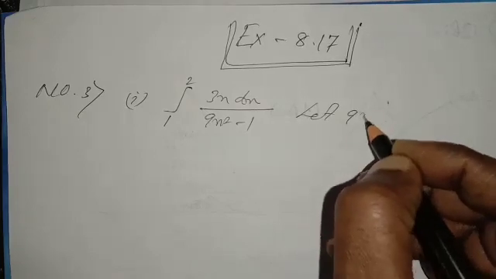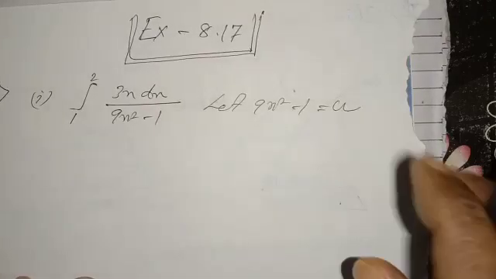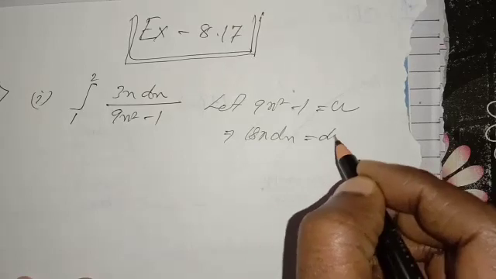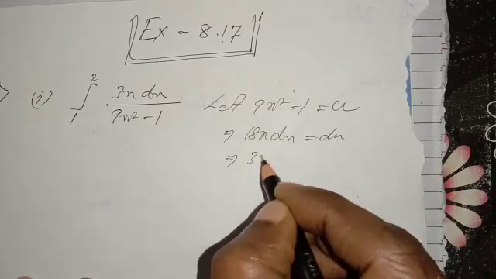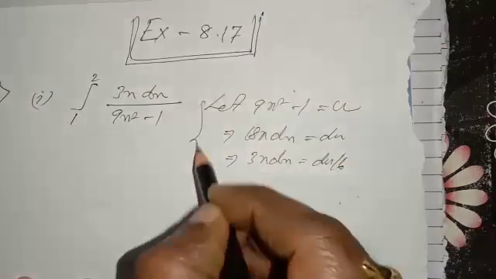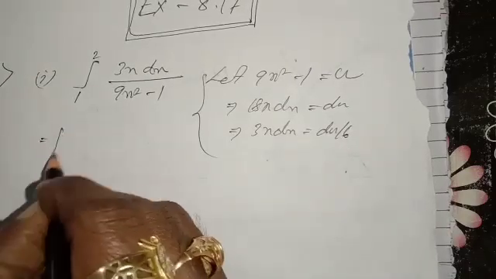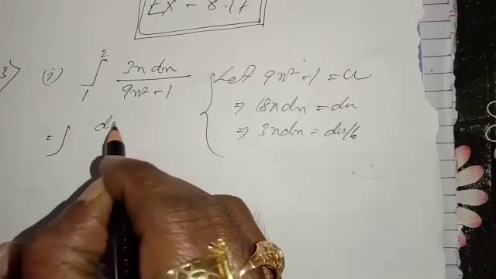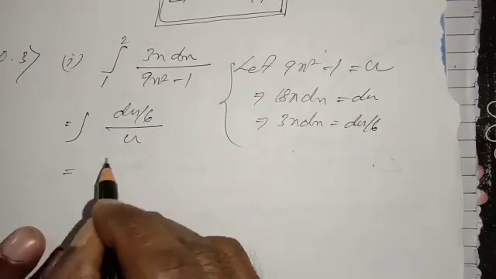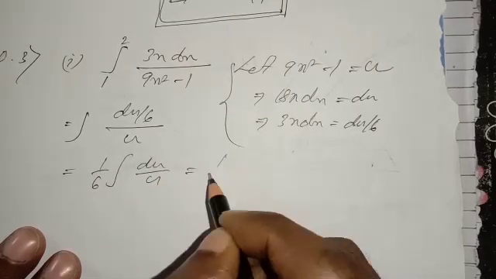Let 9x square minus 1 is equal to u. Differentiating both sides, this will be 18x dx is equal to du. Keep here 3x dx, it will be how much? Du by 6. 3x dx equal to du by 6. Now 3x dx will be du by 6. This is u. First complete the integration, after that 1 by 6 taken outside, integration du by u will be 1 by 6 log u.